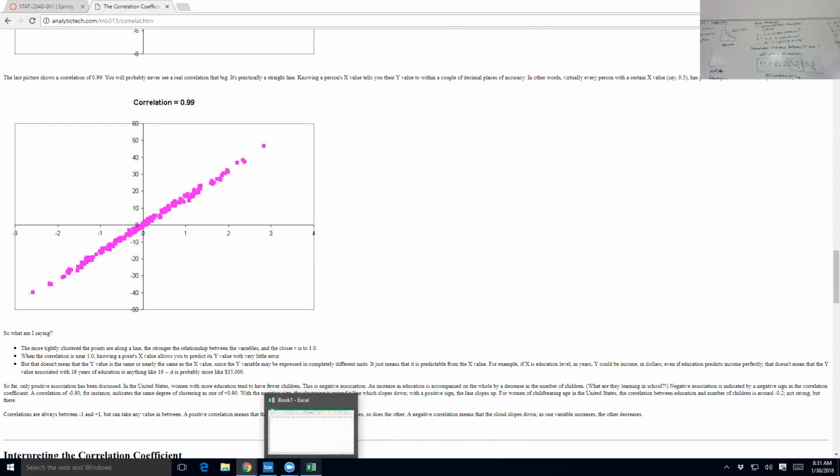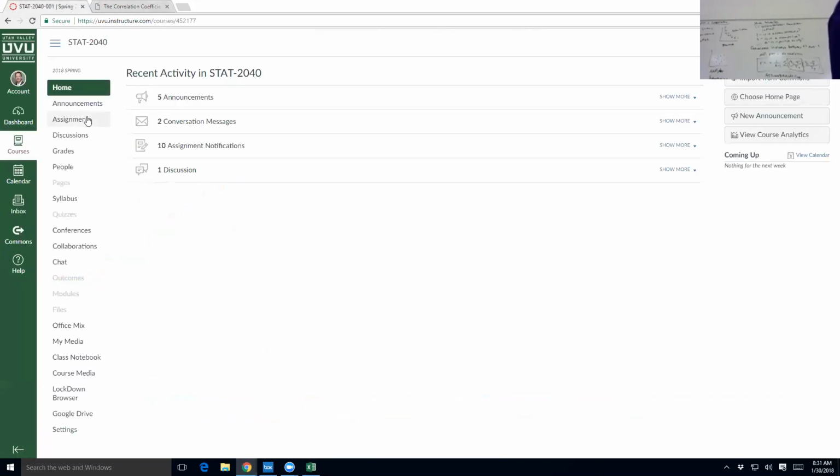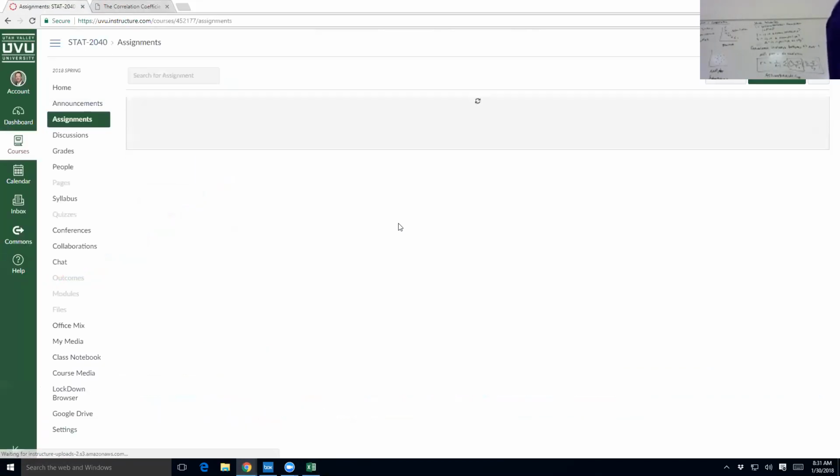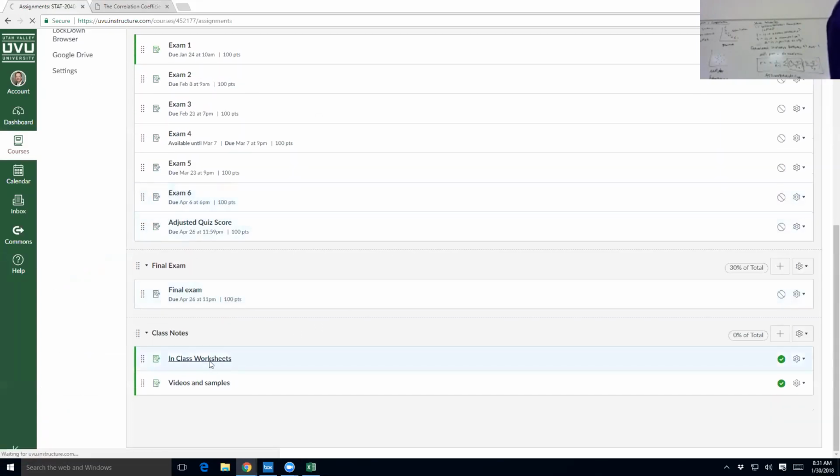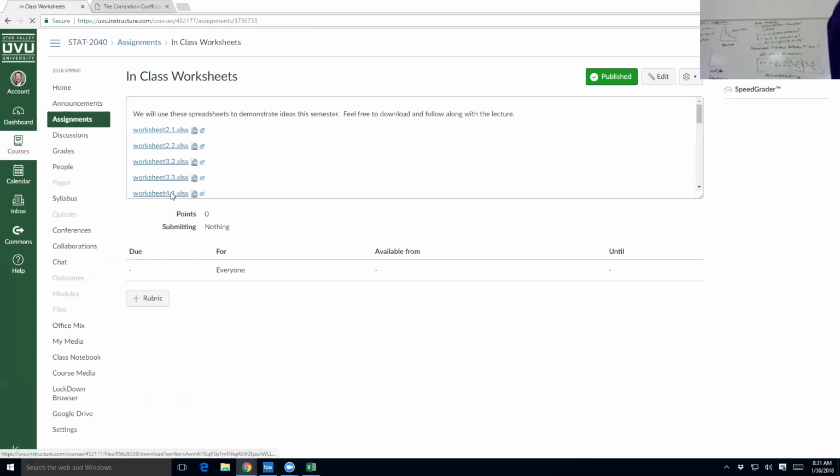Let's go through how to find the correlation coefficient by hand. Let's go ahead and open up worksheet 4.1. If you go to assignments, in-class worksheets, worksheet 4.1.